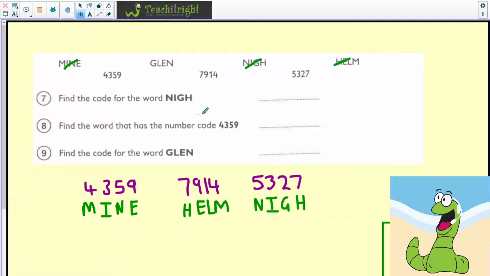Let's see if we can work out the codes, but we've really done the hard work already. So 5, 3, 2, 7. And then we've got 4, 3, 5, 9 is mine. And then we've got Glen, and we will need to work Glen out, even though it wasn't one that we matched. So G is the 2, the L is the 1, the E is the 9, and the N is the 5. So we've got 2195. Right, guys, hopefully you've been able to mark all of those code sets, and I hope you've done really well with those.